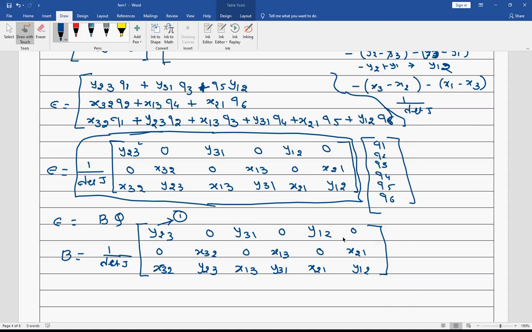Okay, so if you understood the matrix B, just type B.